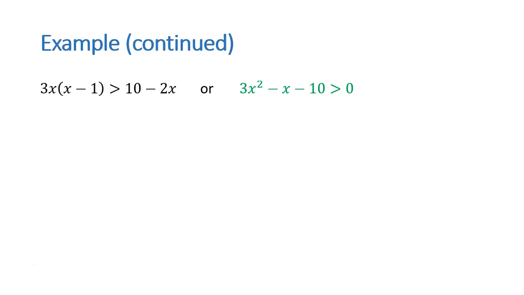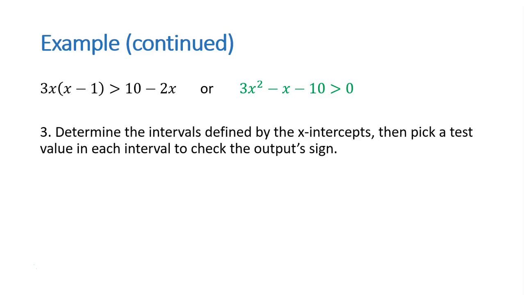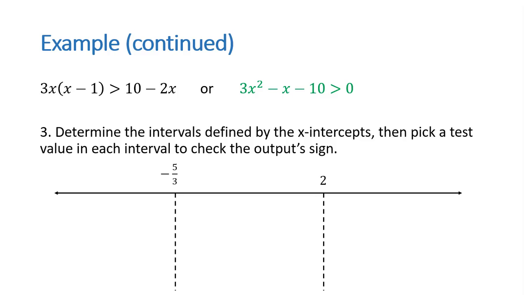So what are we going to do with these? Well, here's our cleaned up inequality. Next step is to determine the intervals defined by the x-intercepts, and then pick a test value in each interval and check that particular input's sign using our function. So here's how we're going to split it up. Think of the horizontal line, what we're going to think of as a number line.